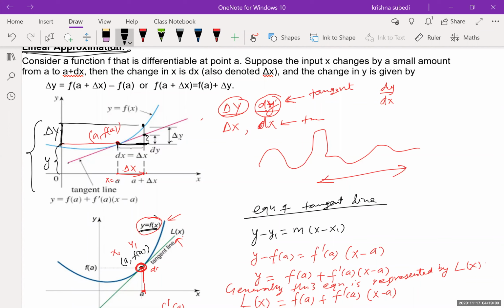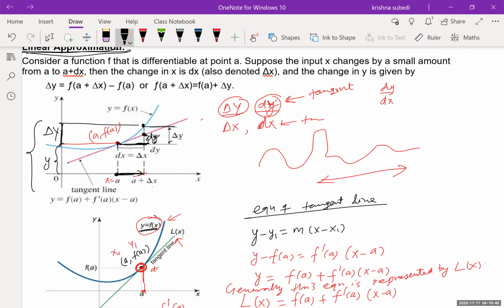From this point up to the tangent line is dy, and up to the function is delta y. So that's the difference between delta y and dy. Now, what is the difference between delta x and dx? This is delta x as well as dx. So dx and delta x are always equal, whereas dy and delta y are approximately equal, depending on how big a value you consider.